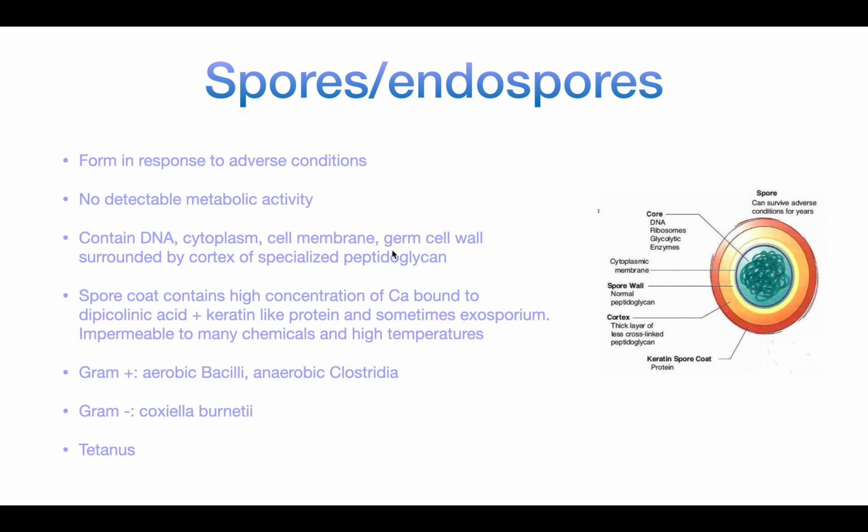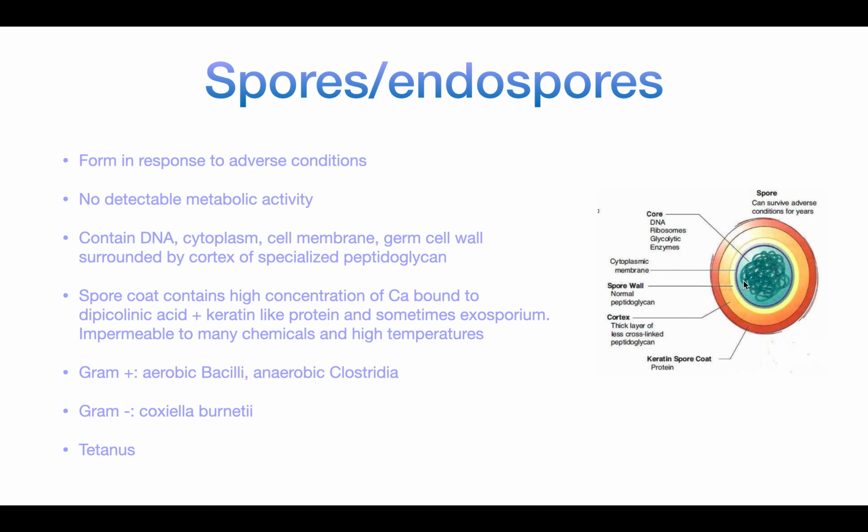Spores are going to protect the cells from environmental stressors, and inside the bacteria is going to be senescent. So it contains only like what the bare necessities are, and they can survive up to years. The spore coat has a high concentration of calcium bound to the dipicolinic acid and keratin-like protein. Sometimes there's such a thing as an exosporium.